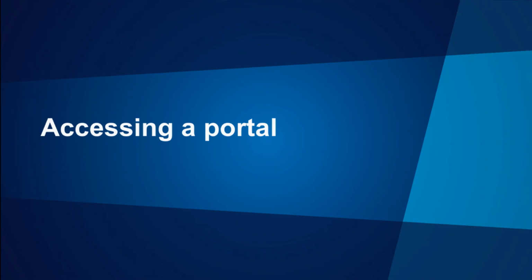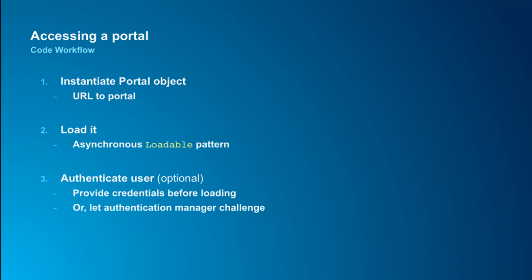So now I'm going to switch gears and go from the overview, diving right into how do you build apps that access a portal. Well, the workflow is really simple for a developer. You create a portal object. And when you create it, you instantiate it with the URL to your portal. You then load the object. And this is because when you create objects in the runtime which take a URL to a remote service, those objects don't automatically go out and connect to that service. Something needs to happen for them to do that.